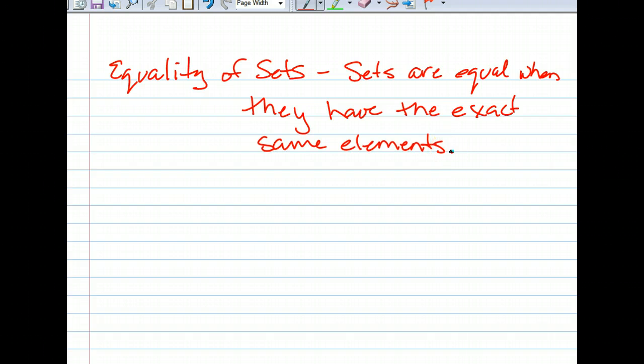Another question you might want to ask is, what if one set has 2 number ones and the other set has only 1 number one? They're still equal because you don't count repeated values. Do we write that? Yep. So this is even true with repeated values.